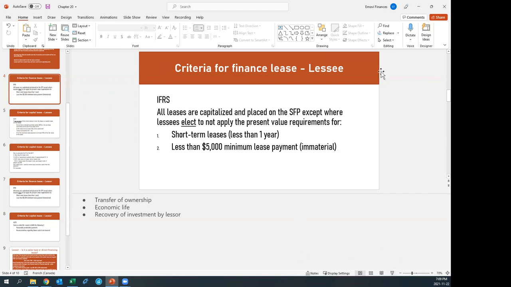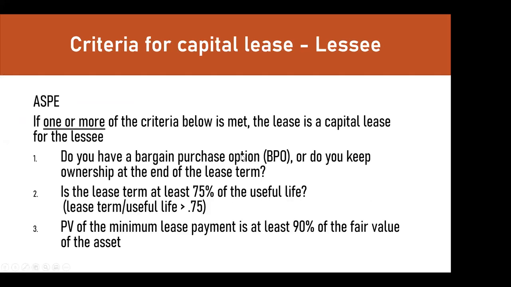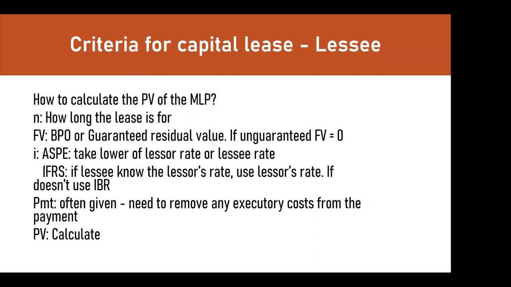All right, just switch this back here. All right. So we did that, and then to calculate the present value of the minimum lease payment, you're going to do a present value calculation. So your N is going to be how long the lease is for. Your future value could be 0. If you have a BPO, then your future value is your BPO. Or if you have a guaranteed residual value or unguaranteed residual value, that shouldn't be here.